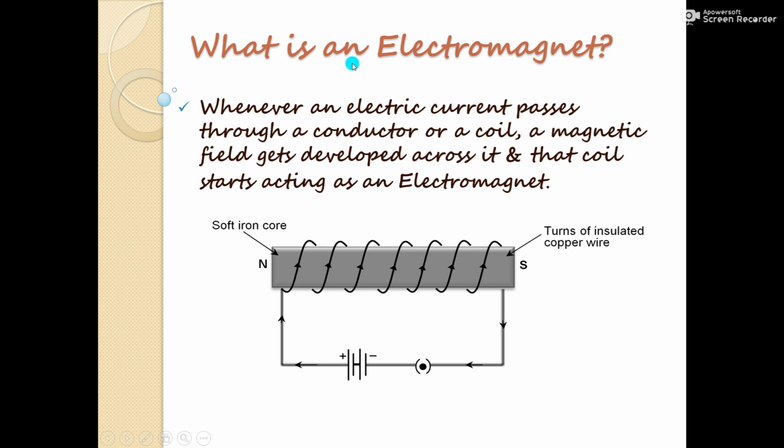Now let us see what is an electromagnet. Whenever an electric current passes through a conductor or a coil, a magnetic field gets developed across it, and that coil starts acting as an electromagnet. So in this diagram, you will see an electromagnet, where you will observe the presence of a magnetic field surrounded by the coil. So this is what an electromagnet is.